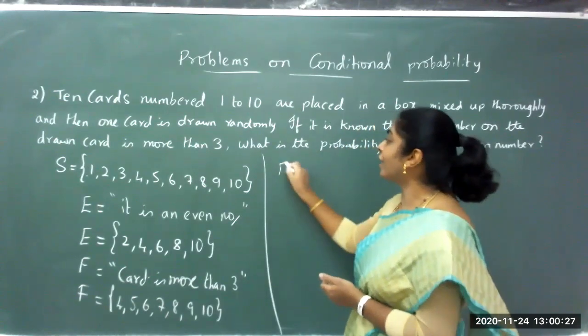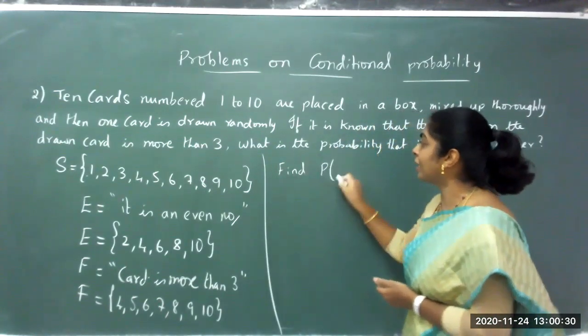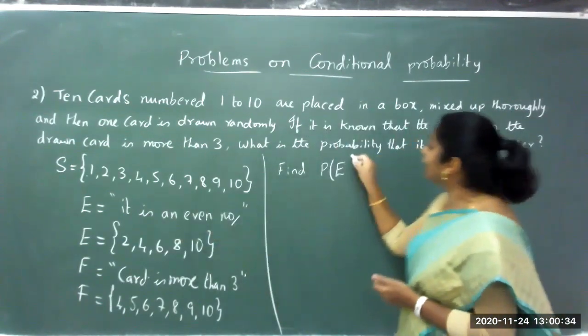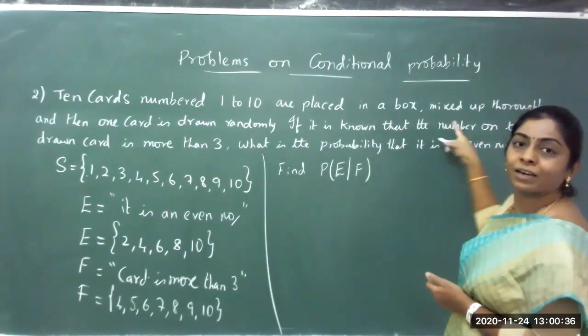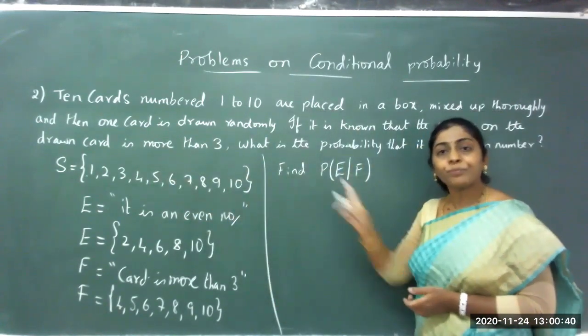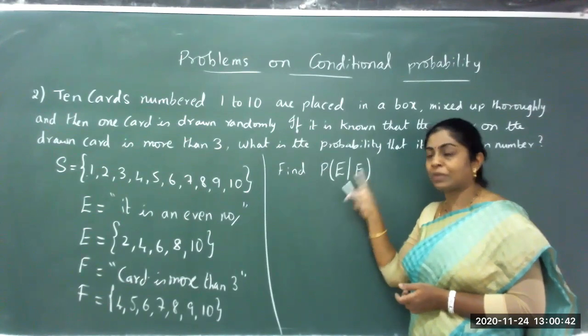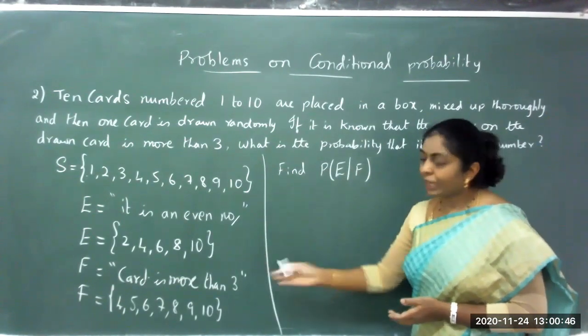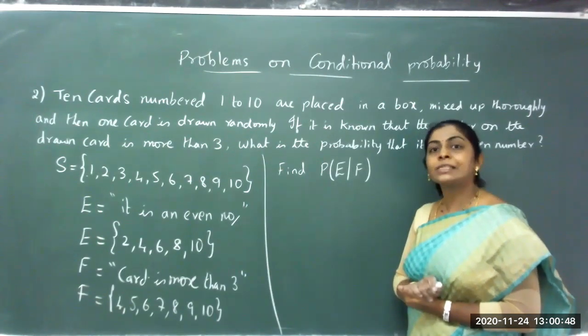Now I have to find the conditional probability of the even number, event E, given that F has occurred, that is, given that the number drawn on the card is more than 3. Now I have all the conditions. What else is required to find it?